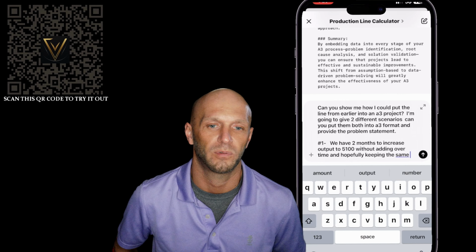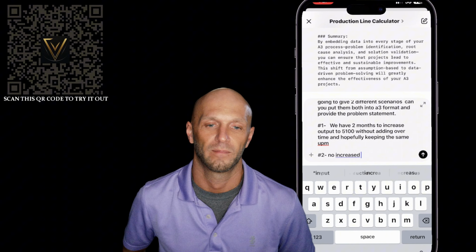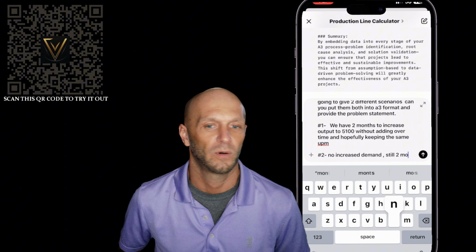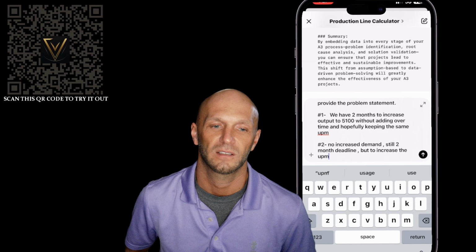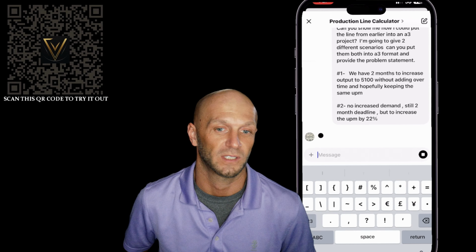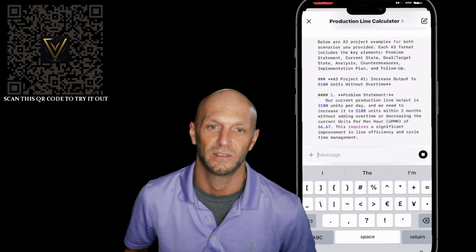statements. Scenario 1, we have 2 months to increase output from 3,100 to 5,100 without adding overtime and hopefully keeping the same UPM. Number 2, no increased demand, still 2-month deadline, but to increase the UPM by 22%. So immediately it puts us into an A3 format.